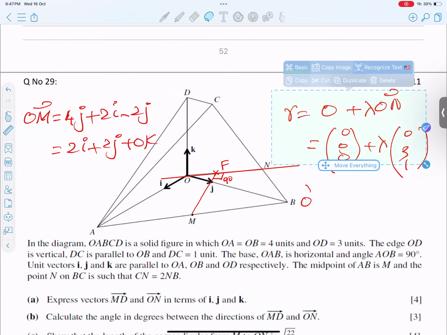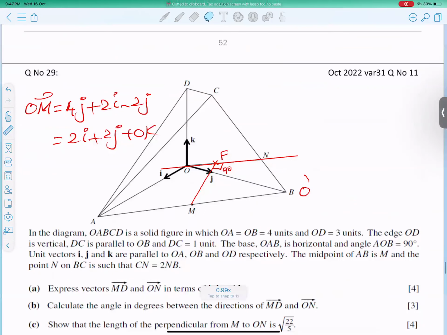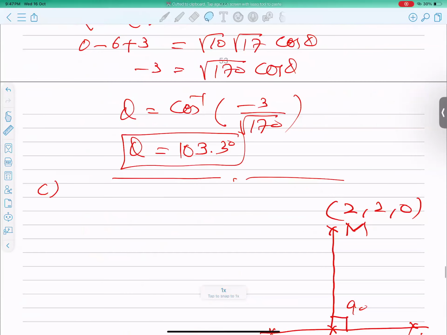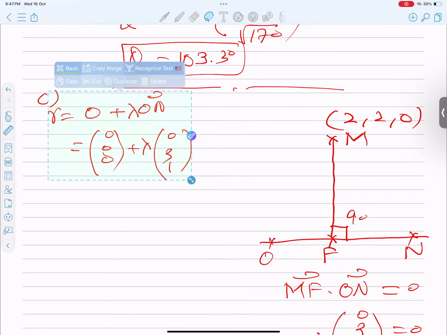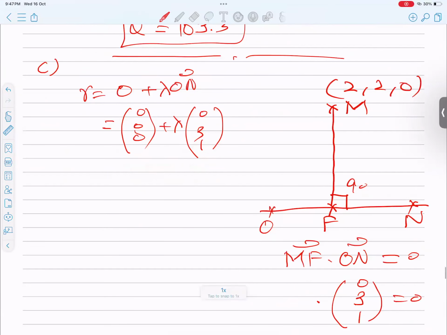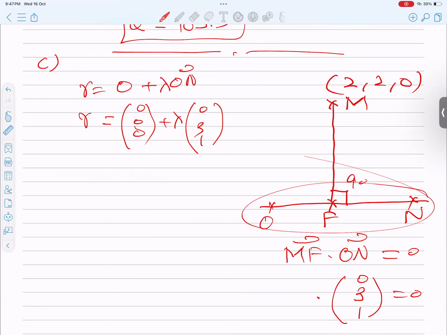Wait a minute. Cut from here and paste here. Okay. So this is a line actually. For your knowledge, this is a line. Which line do I talk about? Line ON. So I'm writing here the equation of line ON.